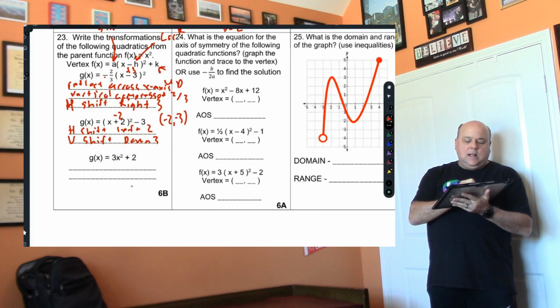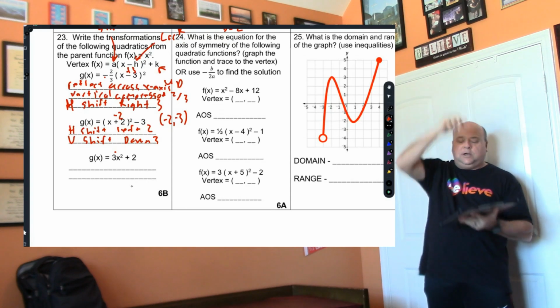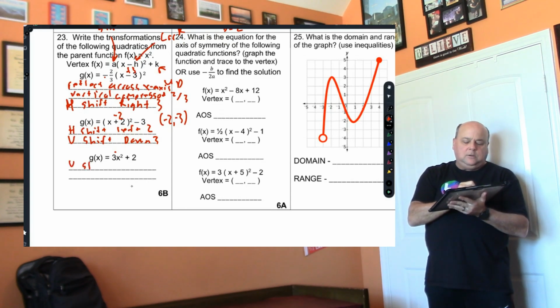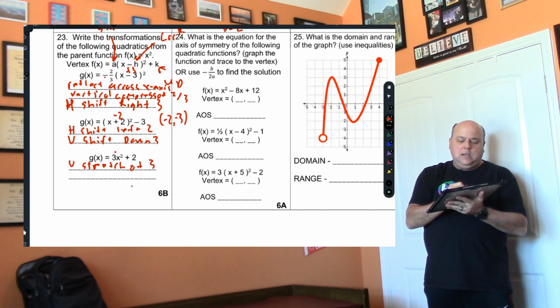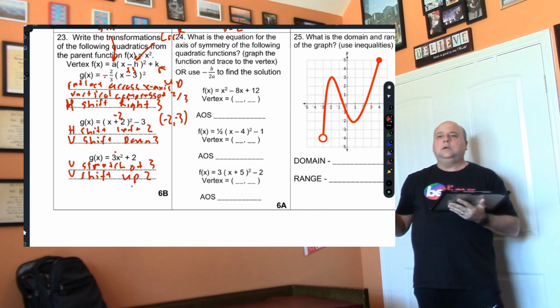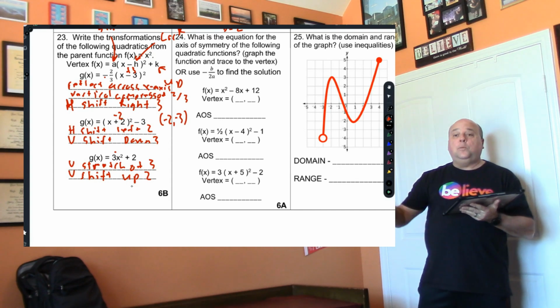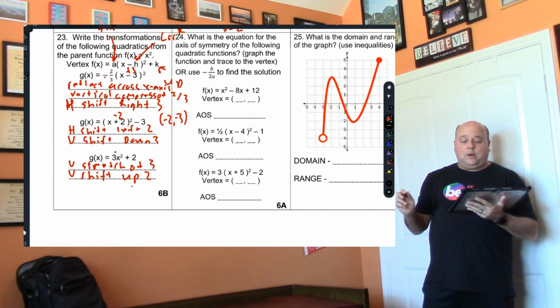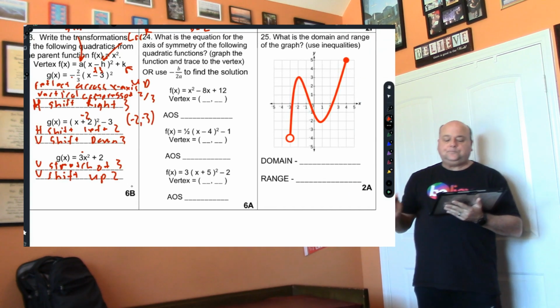Okay, on the next one, this 3 is going to make it thinner. It's going to be a vertical stretch of 3, and the plus 2 is a vertical shift up 2. Okay? Notice there's no parentheses, so we're not going left or right. Let's go to the next one.